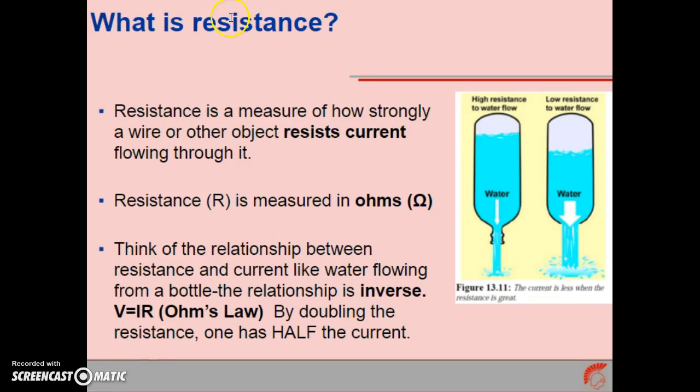So moving on. What is resistance? Well, resistance is a measure of how strongly a wire or other object resists current flowing through it. Resistance, R, is measured in ohms, and we'll use this symbol here, omega.